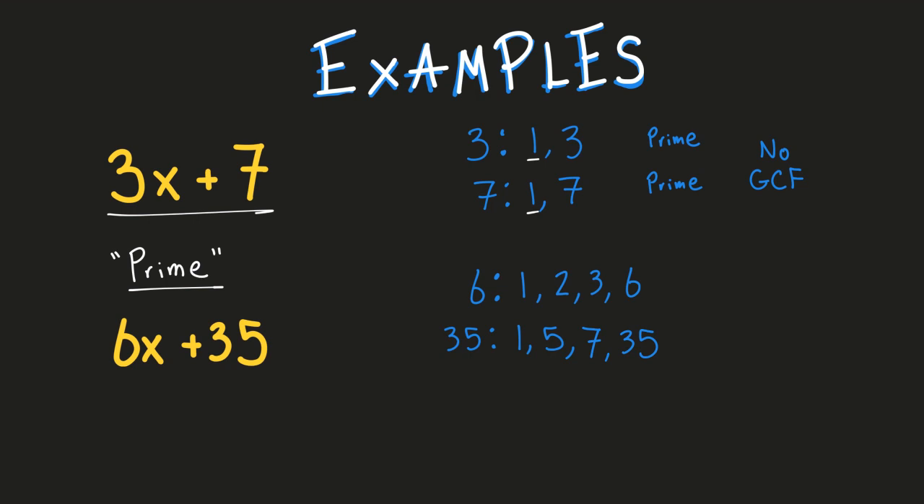Something happened here. We definitely share 1, but I don't see 2 or 3 or 6 on the other list. I don't see 5, 7, or 35 on the other list. So in fact, here we also have a situation where there's no greatest common factor. And we would also call this one over here, we would say, hey, this is prime. There's no greatest common factor that we can pull out.